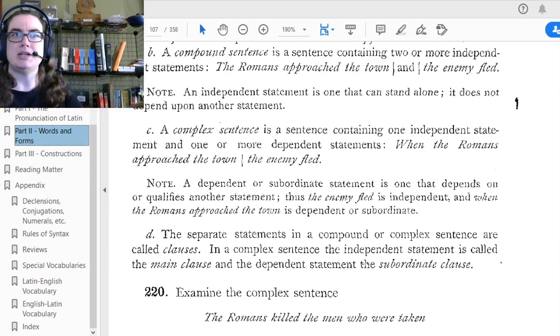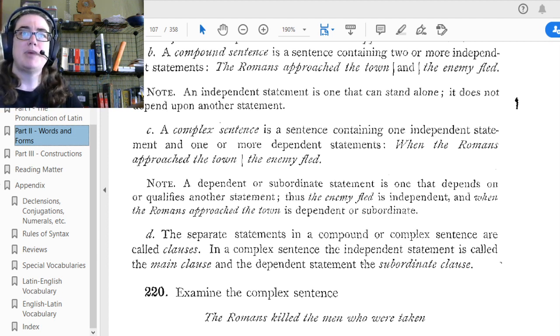Complex has one independent and one or more dependent or subordinate clauses. So, when the Romans approached the town, the enemy fled. What's the subject of the sentence? The enemy. What's the verb of the sentence? Fled. So what is when the Romans approached the town? That's a subordinate clause. And it gives the time or the circumstance for the main sentence, the enemy fled.